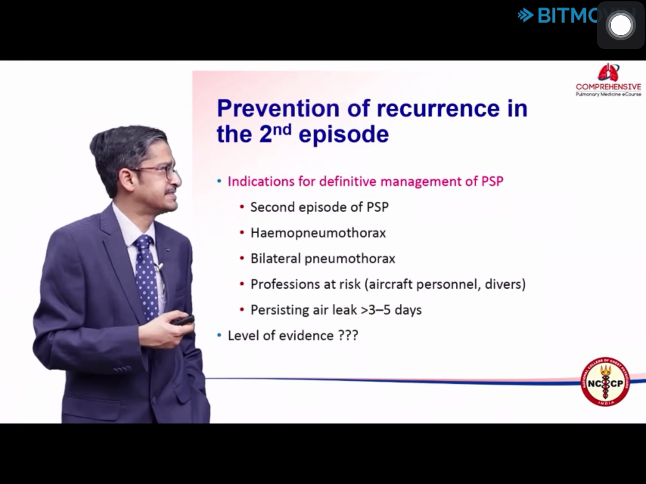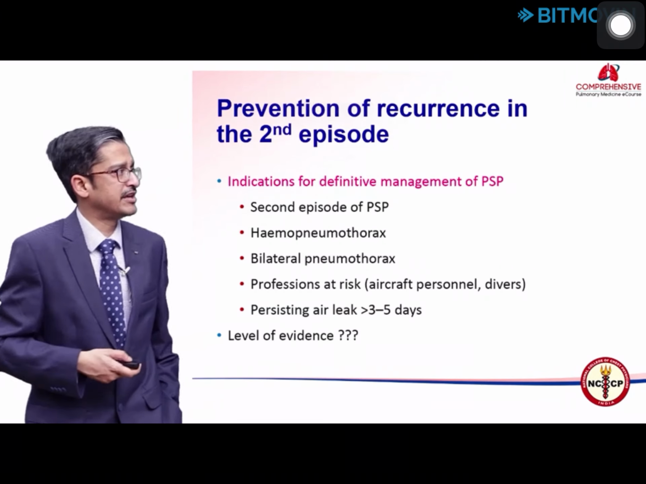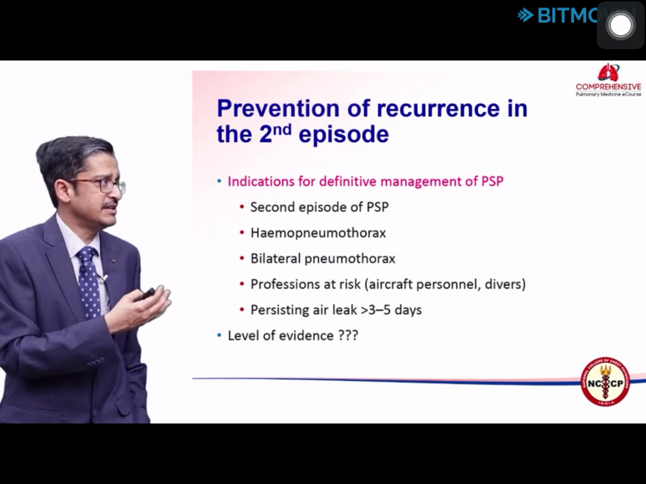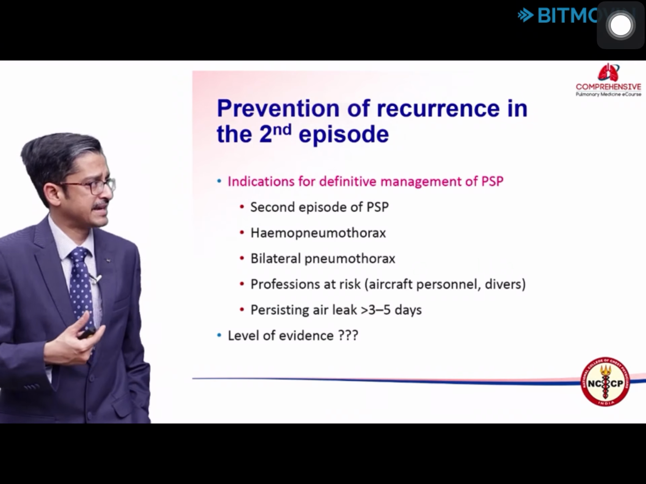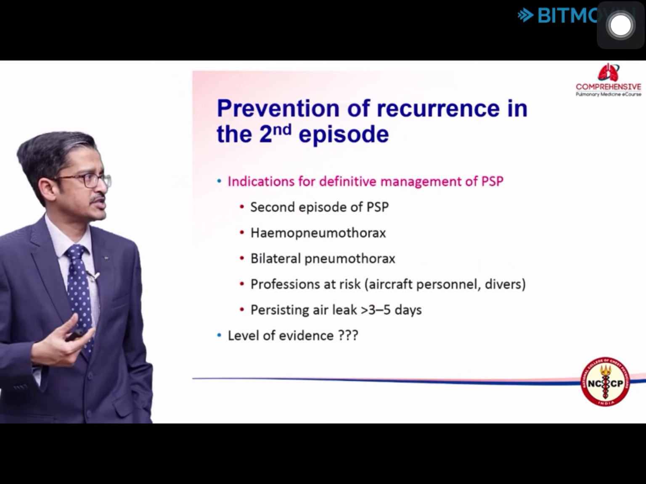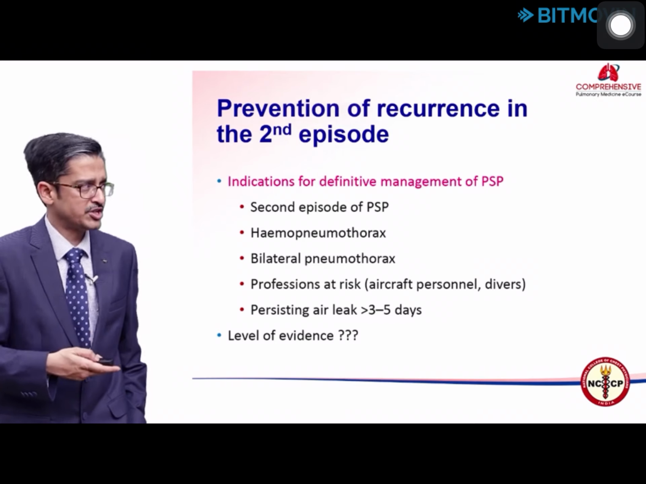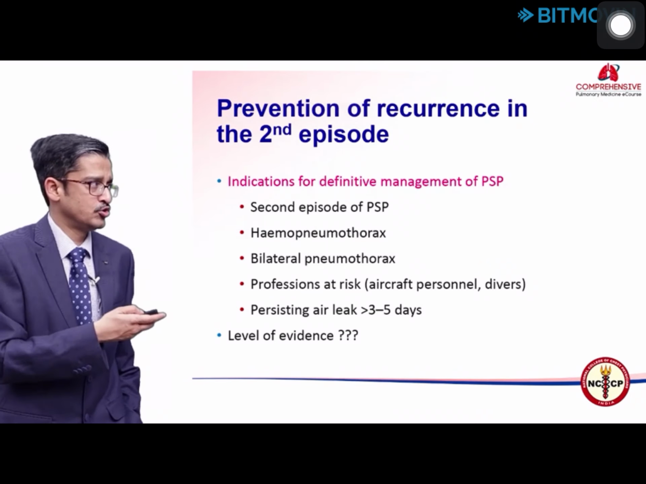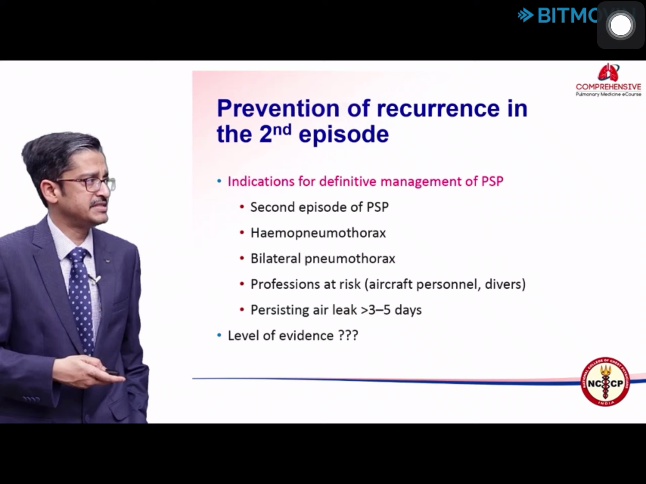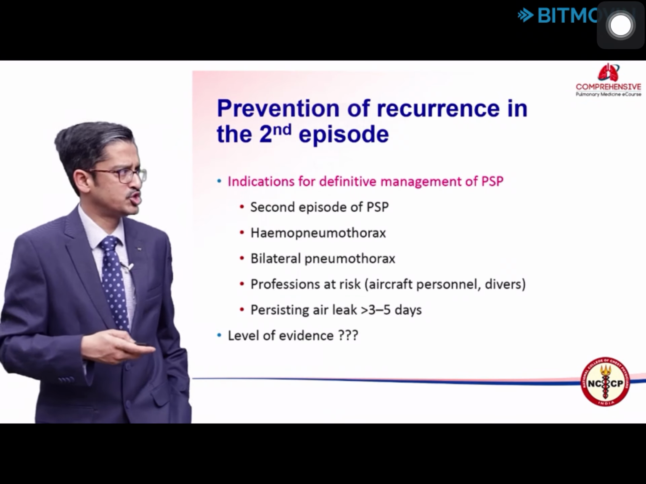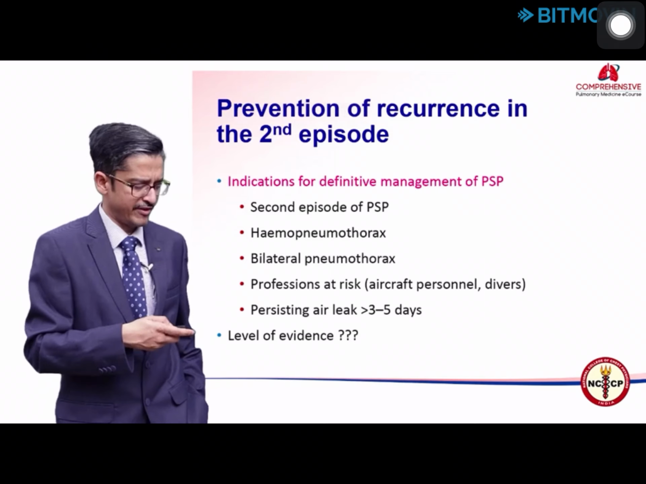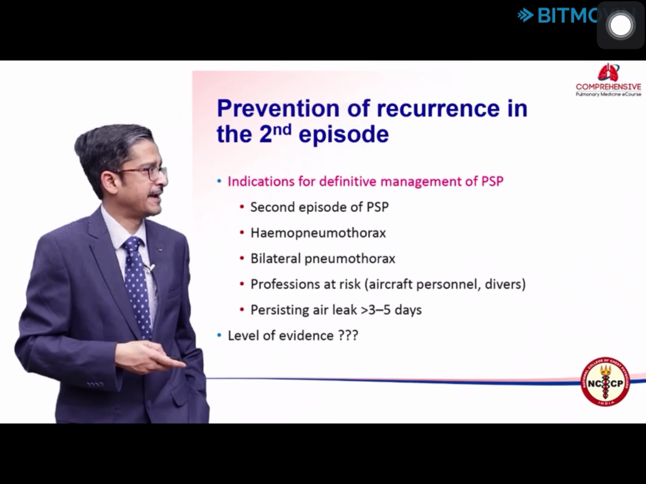Prevention of recurrence in the second episodes, the indications for definitive management, and these are again things we have talked about. So: episode of primary spontaneous pneumothorax, second episode, hemopneumothorax, bilateral pneumothorax, professions which are at a risk, and I'll show you some pictures in a minute, and persisting air leak for more than 3 to 5 days. However, again, these are mostly anecdotal and the level of evidence for these is not very high.